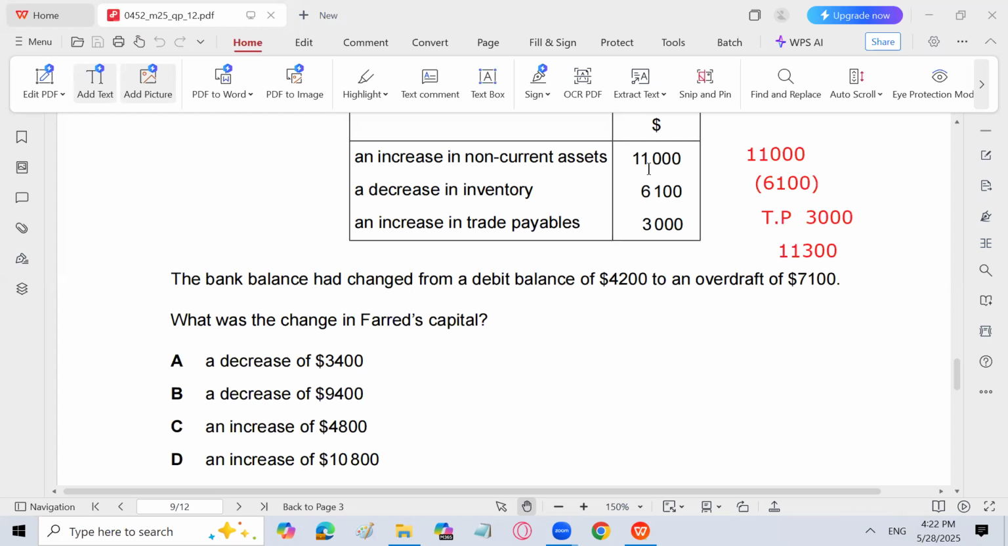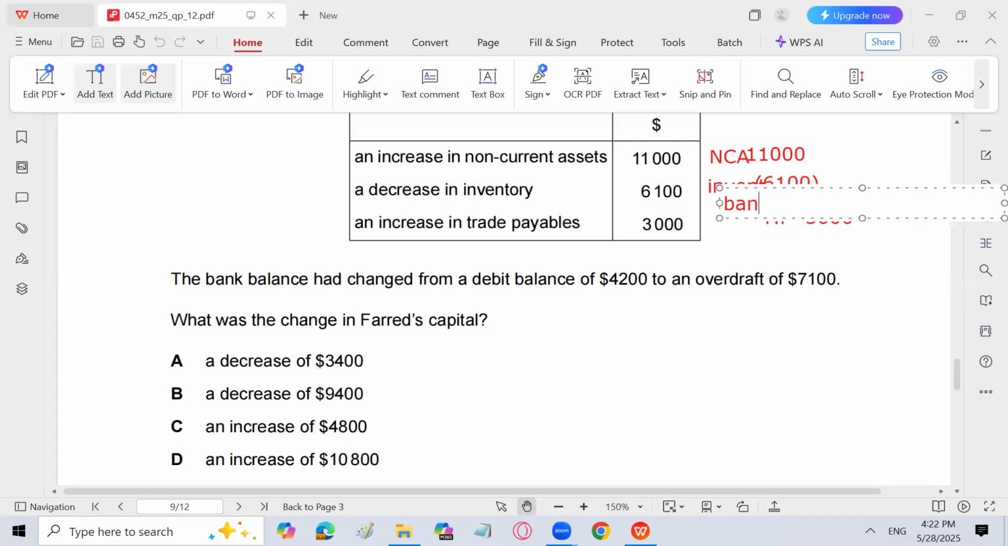Increase in non-current asset means that your non-current asset is now 11,000. Decrease in inventory means that your inventory is now minus 6,100. Increase in trade payable means that your trade payables are 3,000. And your debit balance of bank 4,200, which was debit, has now become overdraft. So you can do that in another way also. Listen, I will show you.